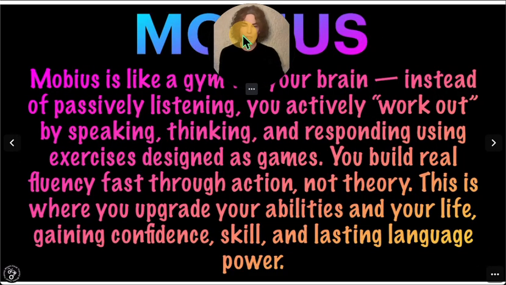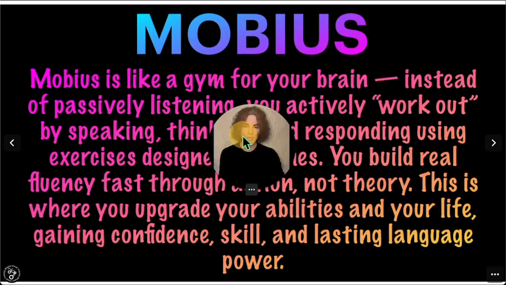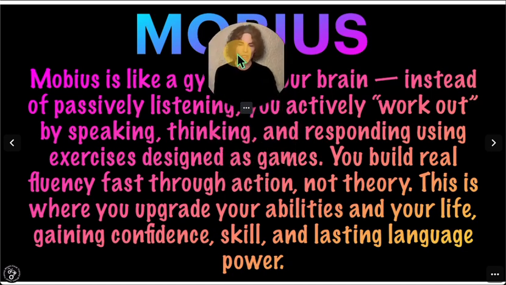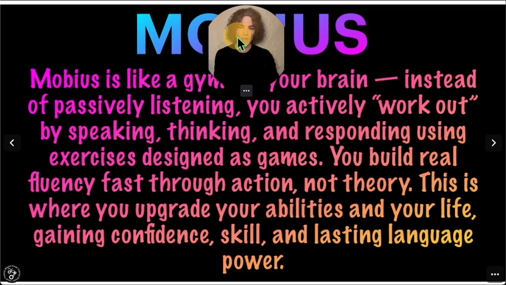In Mobius, there you go. Mobius is like a gym for your brain. Instead of passively listening, you actively work out by speaking, thinking, and responding using exercises designed as games. You build real fluency fast through action, not theory. This is where you upgrade your abilities and your life, gaining confidence, skill, and lasting language power.